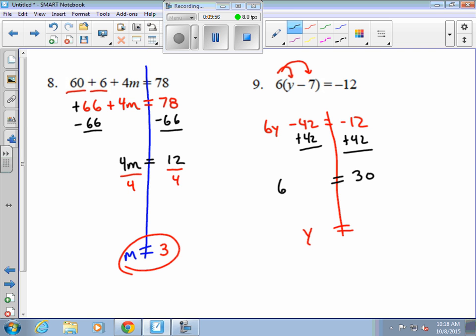You have 6y still on the left. Get rid of 6 times something by dividing by 6. Do it to the left, do it to the right. 30 divided by 6 is 5.